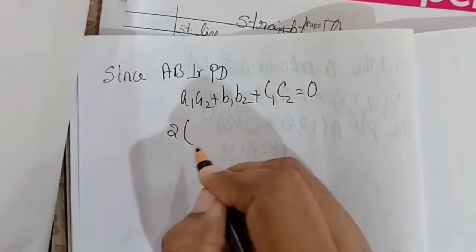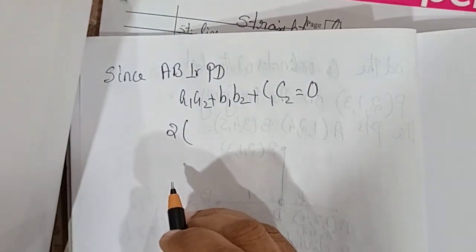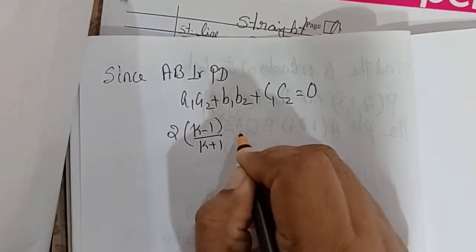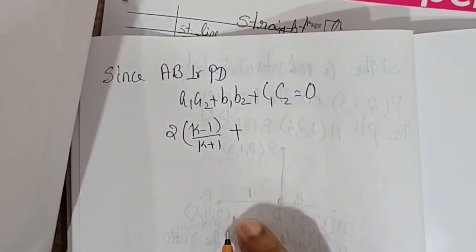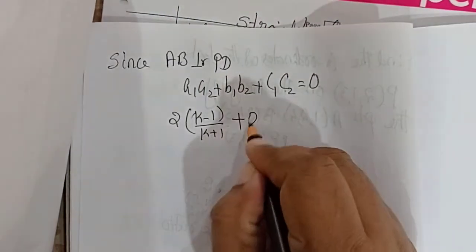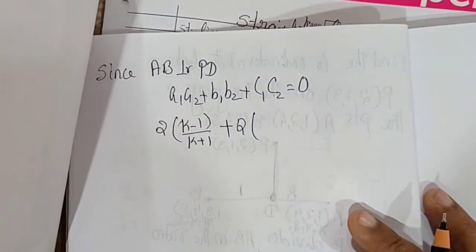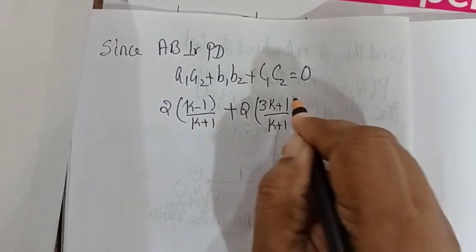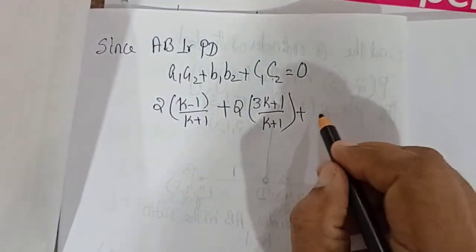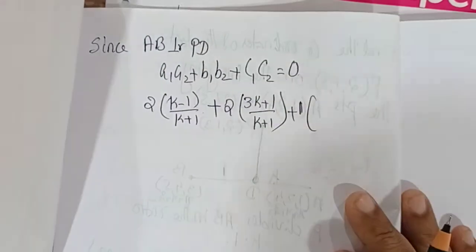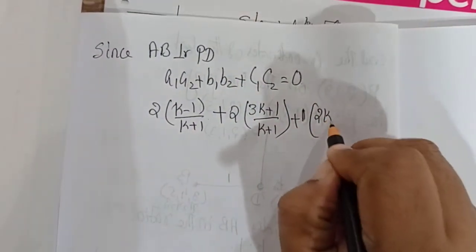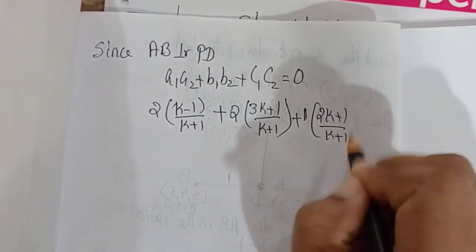What is the first AB direction ratio? 2 into, what is A1? K minus 1 by K plus 1. Plus, B1 is also 2 into, what is B2? Look here, B2 is 3K plus 1 by K plus 1. Plus C1, which is 1 into, C2 means 2K plus 1 by K plus 1. That is equal to 0.